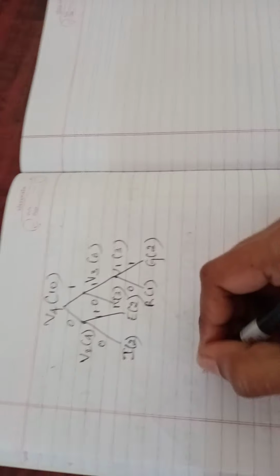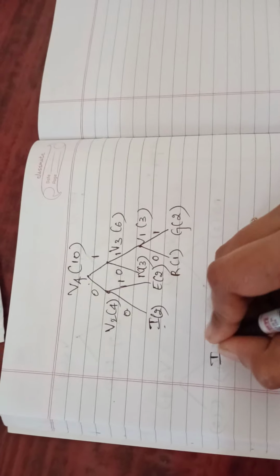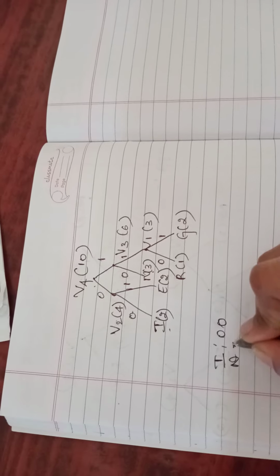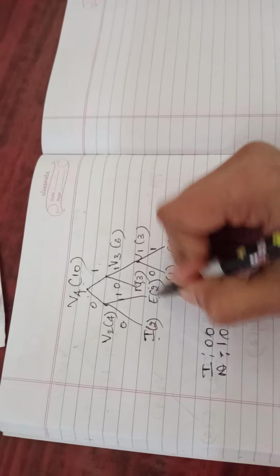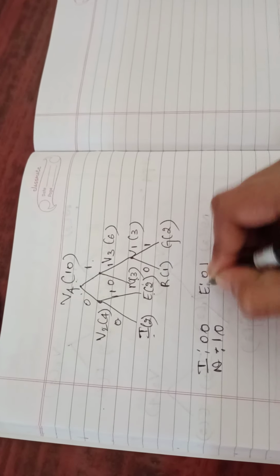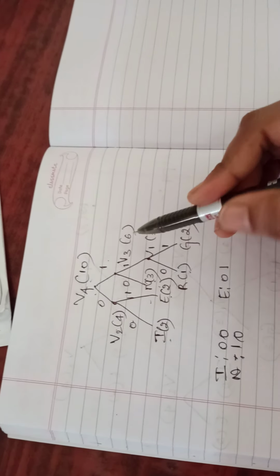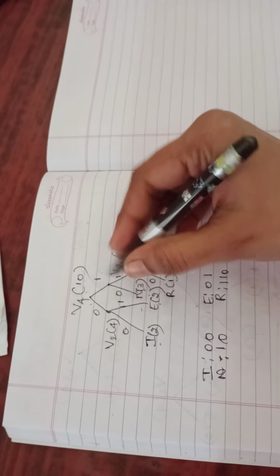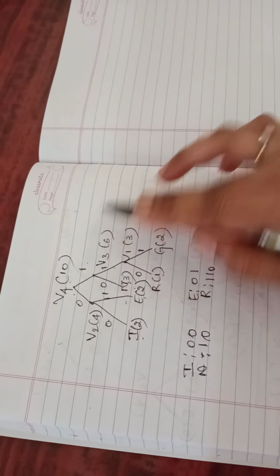What is the prefix code for I? I is here, so it is 0 0. What is the prefix code for N? It is 1 0. The prefix code for E is 0 1. The prefix code for R is 1 1 0. The prefix code for G is 1 1 1. Okay, so these are your prefix codes.